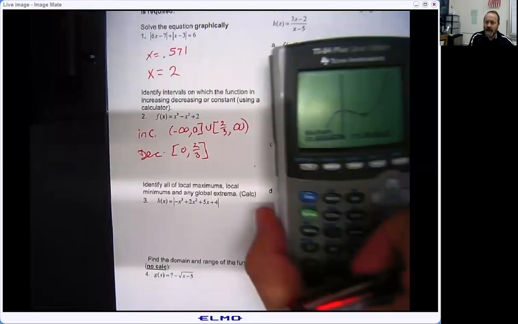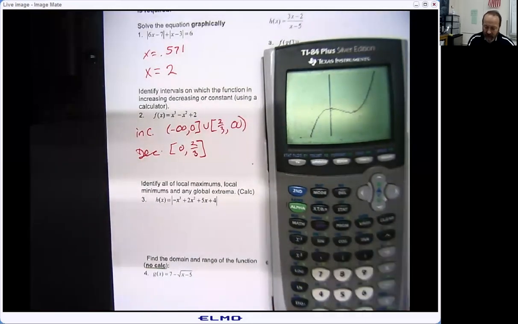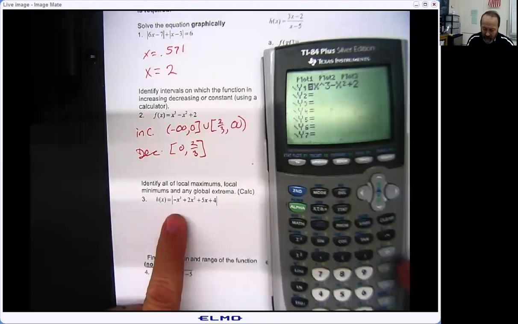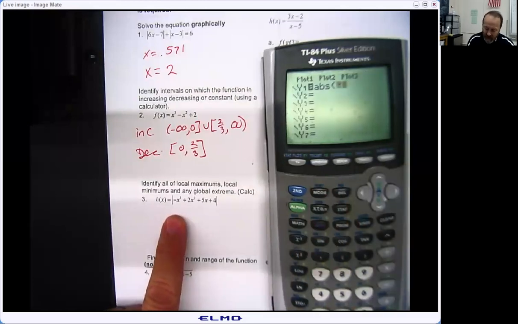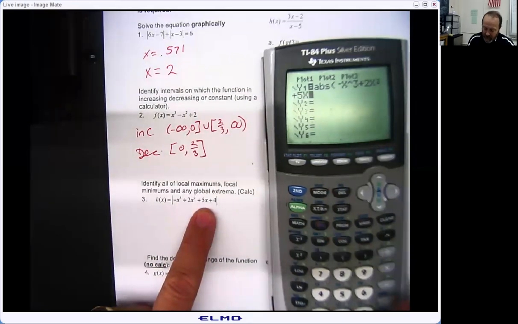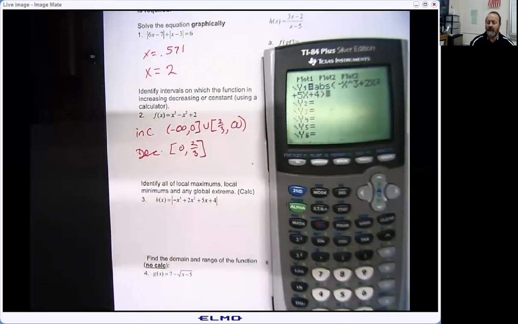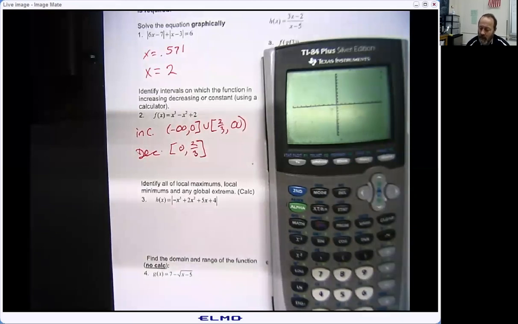Now, let's try that one more time. Let's take a look at number 3. On question number 3, I have h of x is equal to, remember, absolute value is under number, negative x to the third plus 2x squared plus 5x plus 4. So I get all that stuff typed in. Now, I just messed with my window before when I did all that zooming. So I'm going to go back and hit zoom 6 to kind of go back to where I was. And this is the strange shape that I just got.